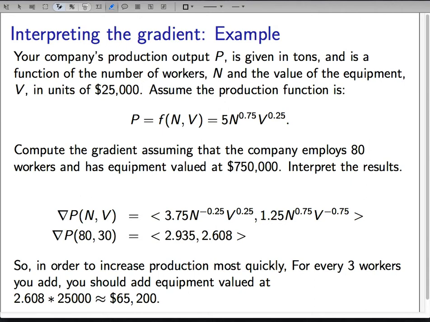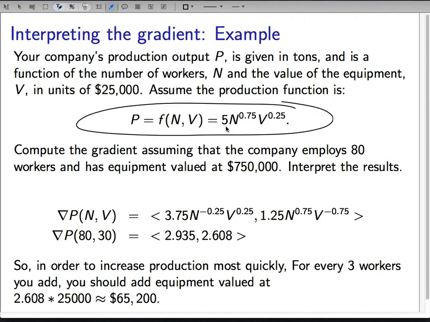If we've got a production function and our company is producing some output P, and that's given in tons, and it depends on how many workers we have and the value of the equipment we're using, in units of $25,000. Let's assume the production function is this right here. The production is 5 times the number of workers to the 0.75 times the value of the equipment to the 0.25 power. So let's compute the gradient assuming that the company employs 80 workers, so n equals 80, and has equipment valued around $750,000. And let's interpret that.